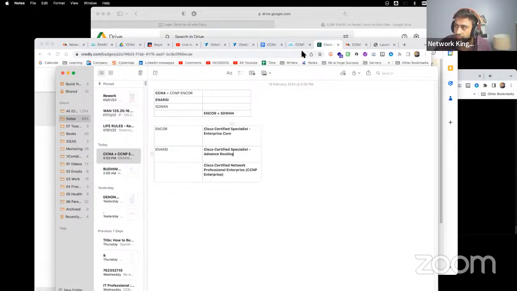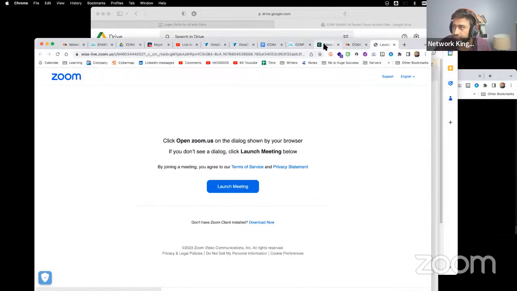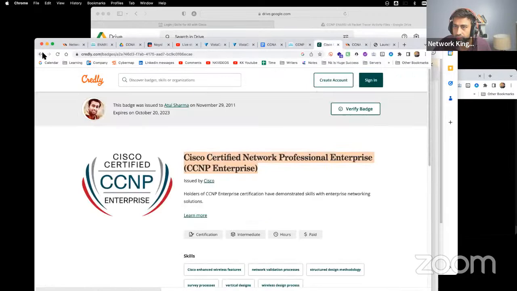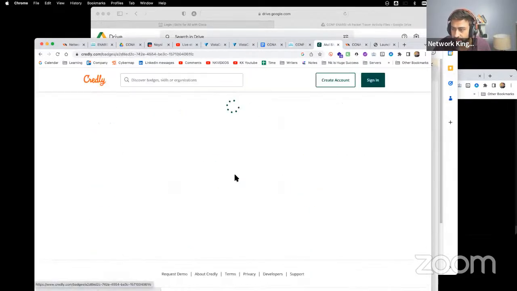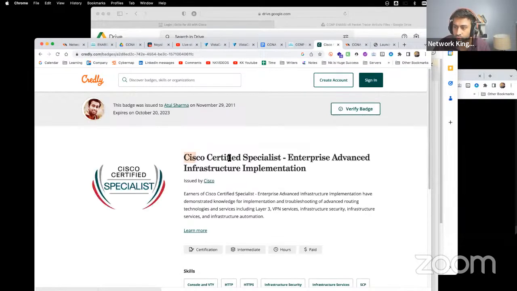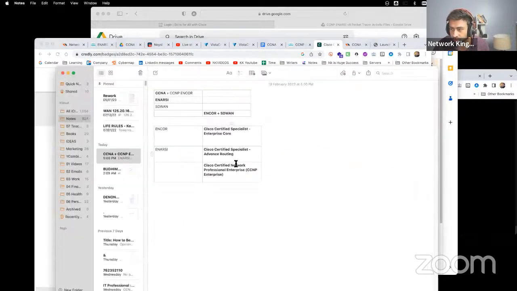I think I also have this certification. So if you clear ENARSI, you will get this certification, which is advanced. This is Cisco Certified Specialist Enterprise Advanced Infrastructure Implementation. So I want to ask you, is SD-WAN certification more appealing right now in the market, or do you go for ENARSI? That's your choice.